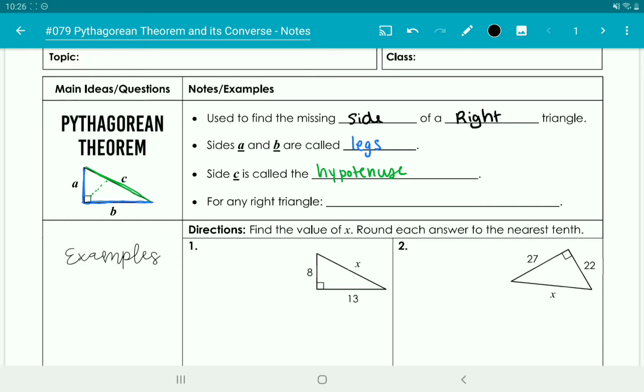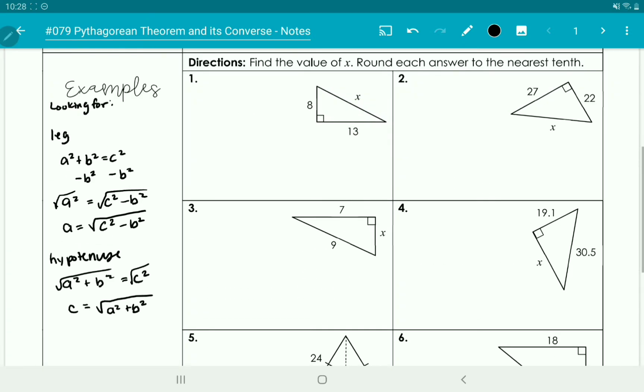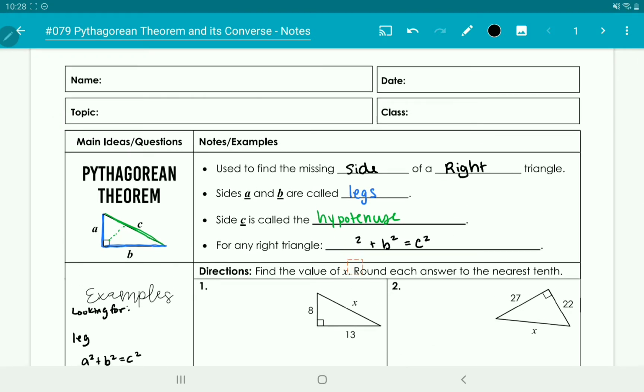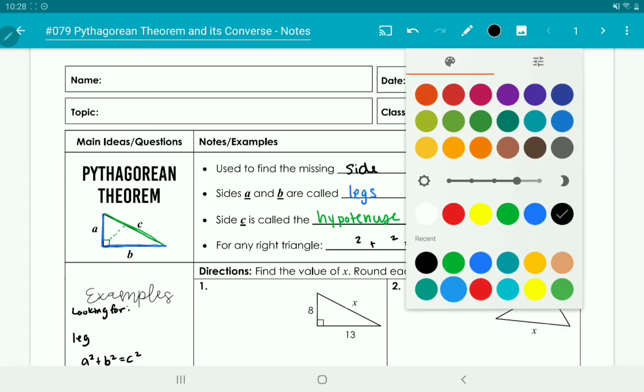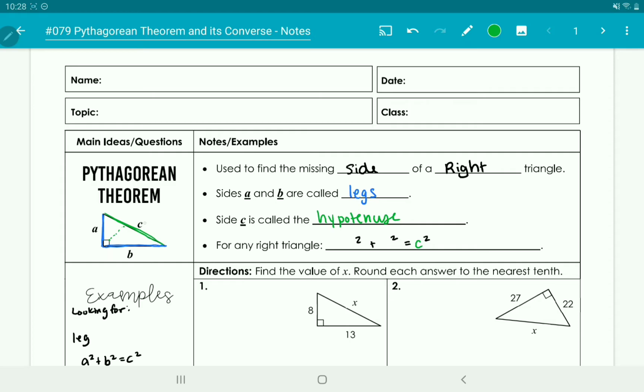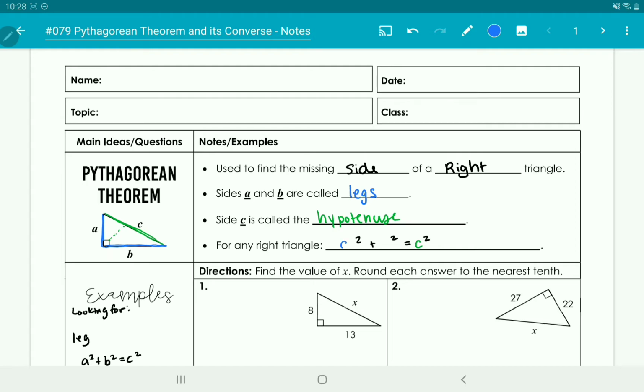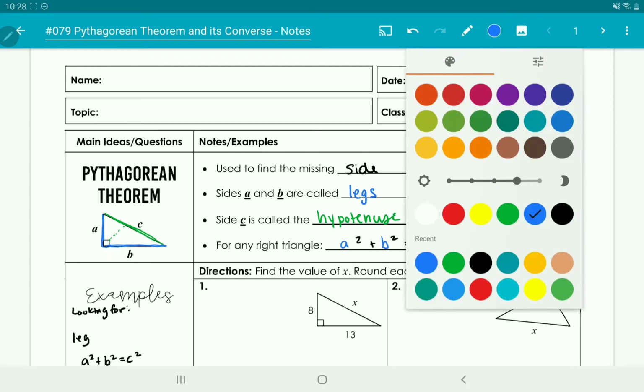So the actual Pythagorean theorem states that if you have any right triangle, if we square the first leg, square the second leg, and add them together, we're going to get the answer that we would get if we squared the hypotenuse. Okay, so we're going to go ahead and look through this. I'm going to color code A, B, and C just to show you. So C is always going to be the hypotenuse directly across from the right angle, and then A and B are going to be the two legs.